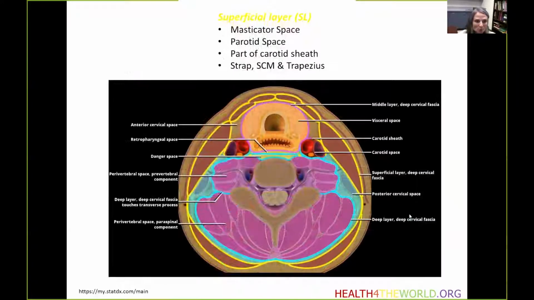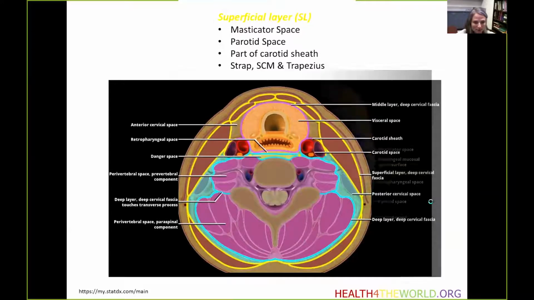A little bit lower in the infrahyoid space, you see that this fascia, the superficial layer, encapsulates the strap musculature, the sternocleidomastoid muscle, as well as the trapezius.